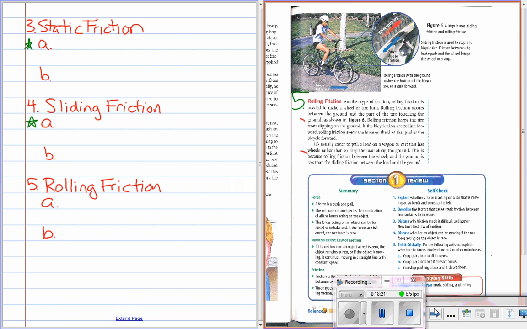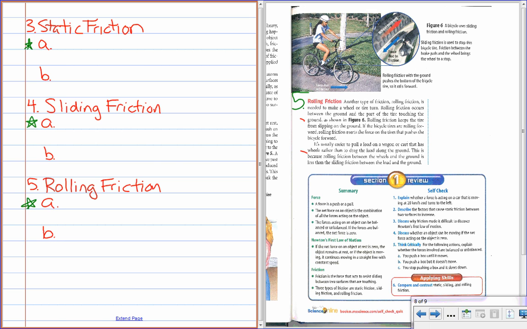Okay, and then rolling friction. Another type of friction, rolling friction, is needed to make a wheel or tire turn. So you're going to find the definition of rolling friction. I think you can find a definition of rolling friction in those 2 paragraphs. So read those 2 paragraphs and find a definition. So we're going to do this in class tomorrow, this in class tomorrow, and that in class tomorrow.